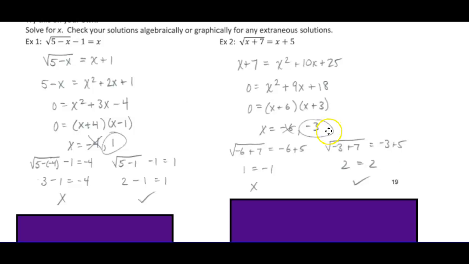So you can use these notes as you're working through your classwork. But every time you see a radical in an equation, you square it to solve. Let's check for extraneous solutions.